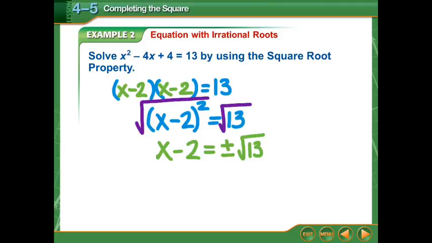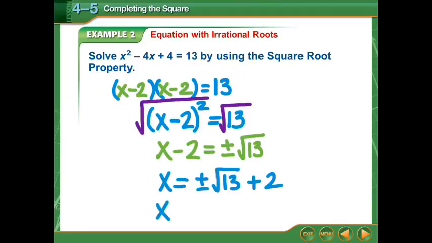Okay, so we're going to continue solving this problem. Since I can't simplify the square root of 13, we're going to leave that in the problem. And I'm going to write this as one answer instead of two. So we know that we would need to add 2 to both sides of the equation. This would be x equals plus or minus the square root of 13 plus 2.